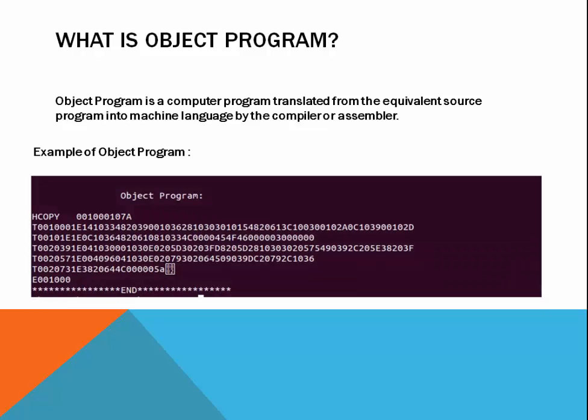The simple object program format we use contains three types of records: header, text, and end. The header record contains the program name, starting address, and length. Text record contains the translated instructions. The end record marks the end of the object program and specifies the address in the program where execution is to begin.